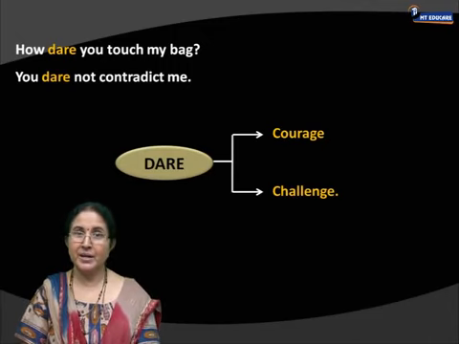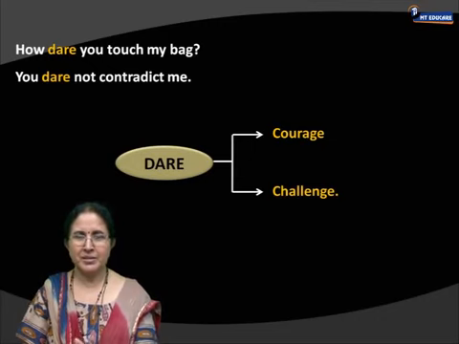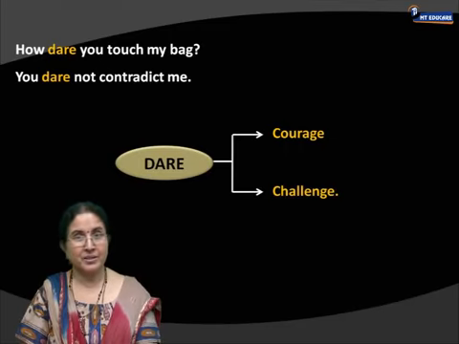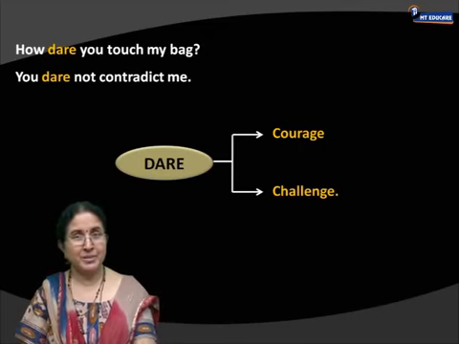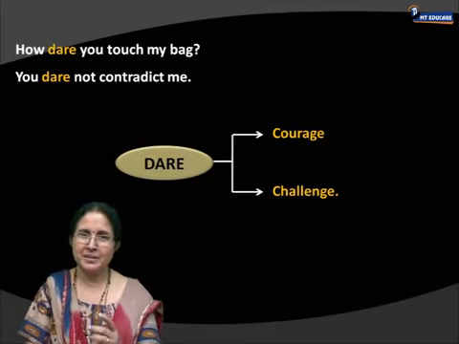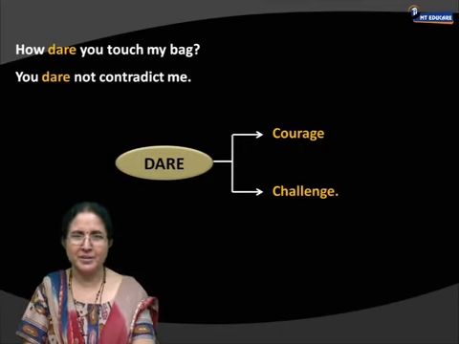Second one, you dare not contradict me. You dare not shout. You dare not leave the house. So these are orders. Main verb is contradict, leave, shout. But in this case, not has to be added. You are challenging the person. You dare not leave. In other words, it means when you challenge, if you do, something will follow. The result is going to be very drastic. So these are the two ways we are going to use this word dare in modal auxiliary.